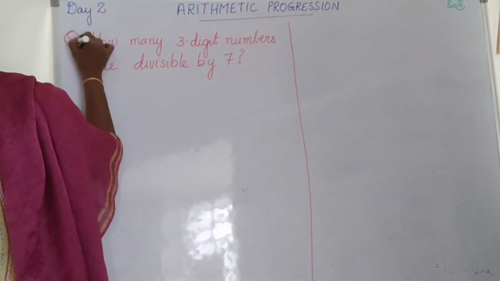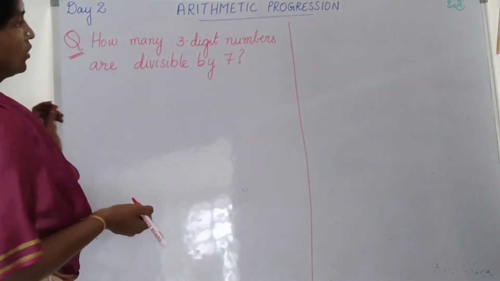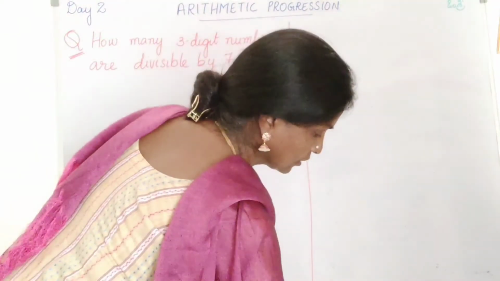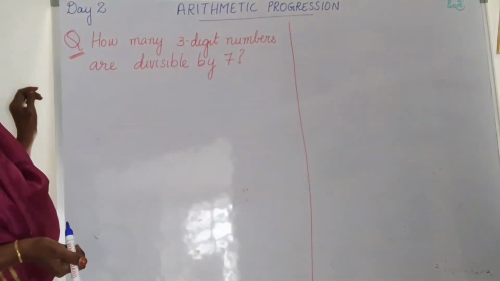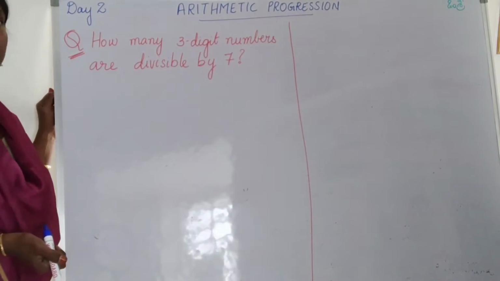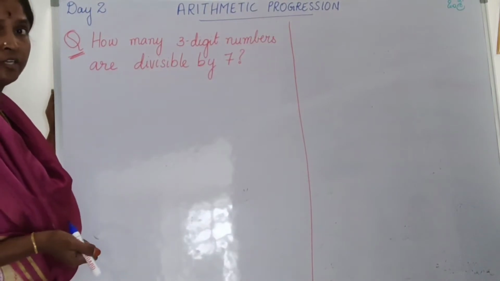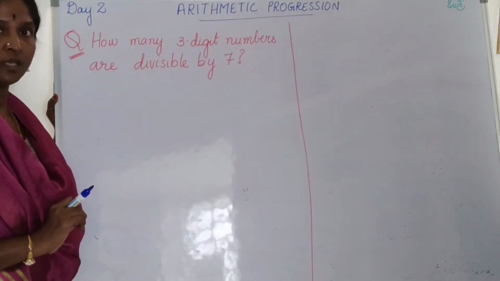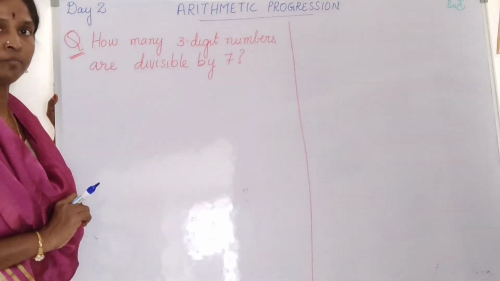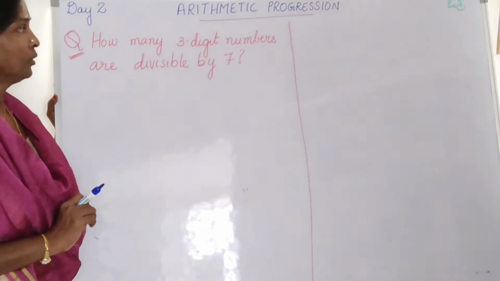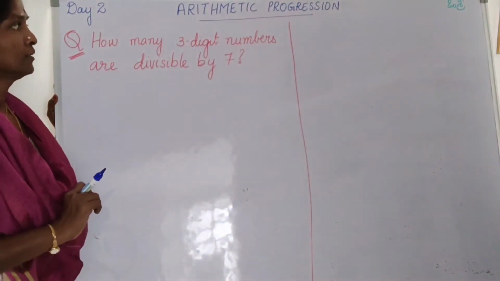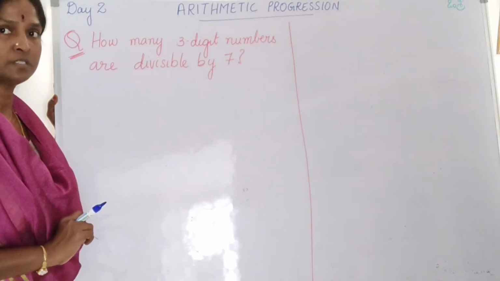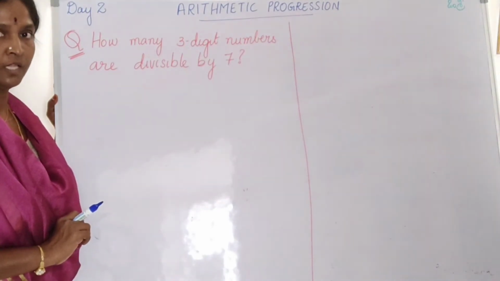So this is the question or the problem. By continuing our session of arithmetic progression, we will find the 3-digit numbers that are divisible by 7.